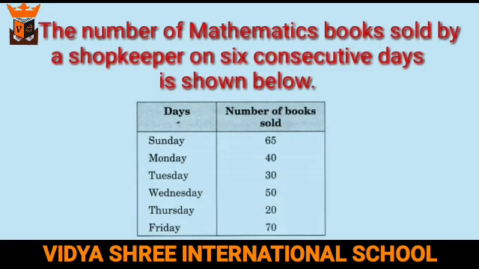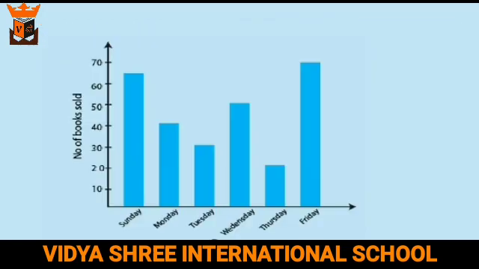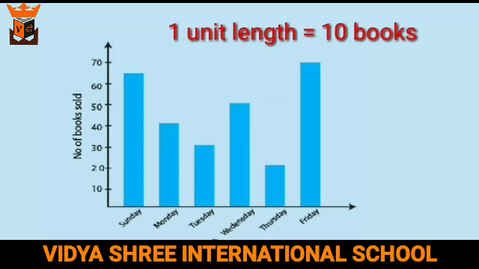The number of mathematics books sold by a shopkeeper on 6 consecutive days is shown below. Draw a bar graph to represent the above information choosing the scale of your choice. From the given information, we have the following bar graph. And here we have chosen the unit, which is 1 unit length equal to 10 books.